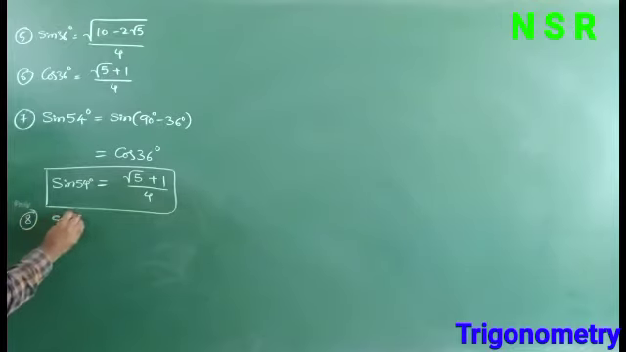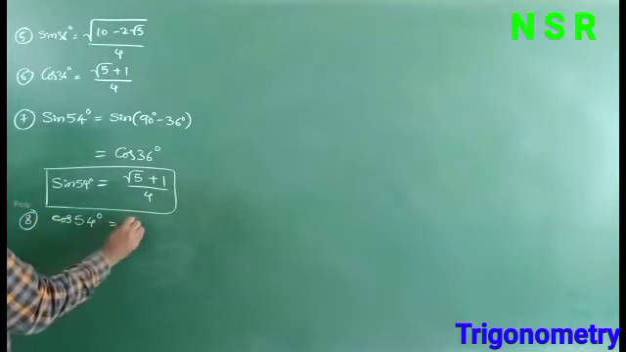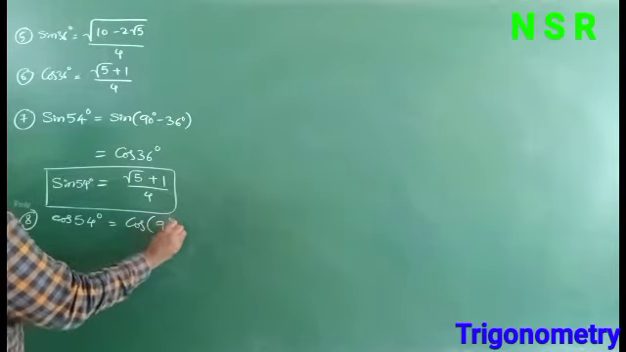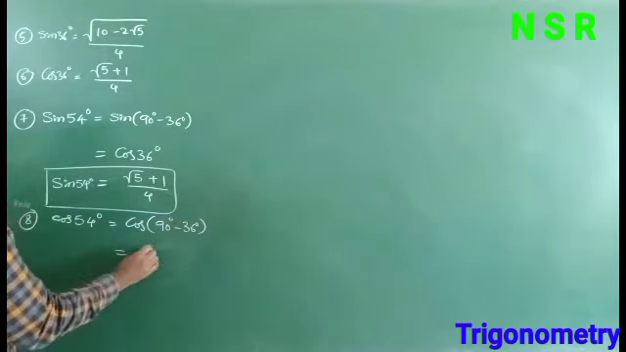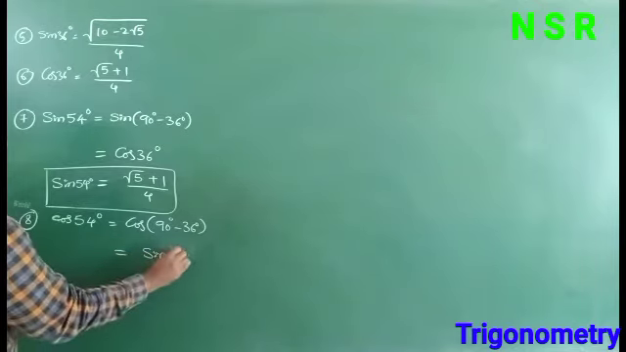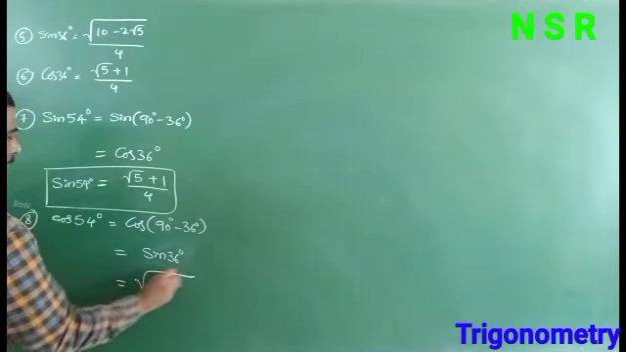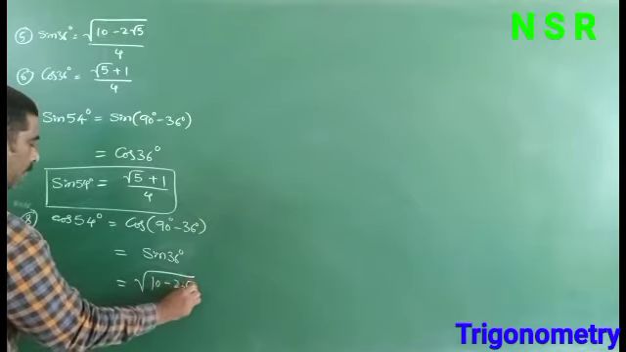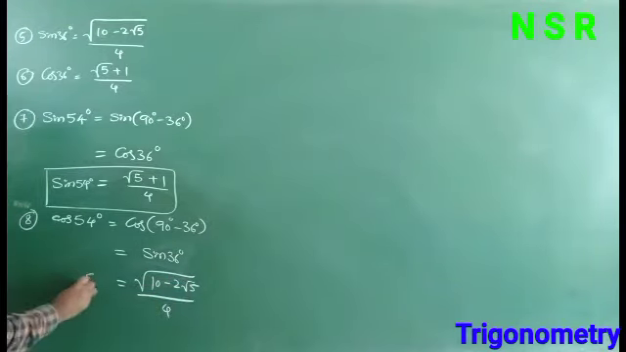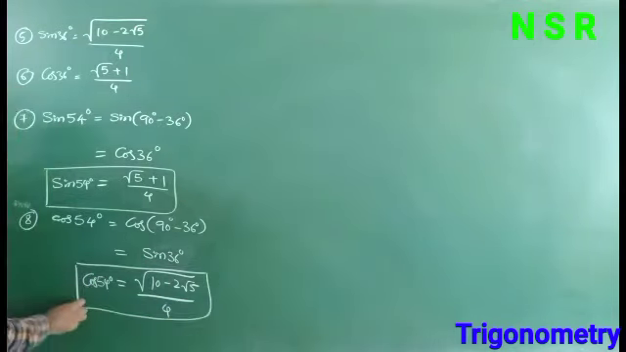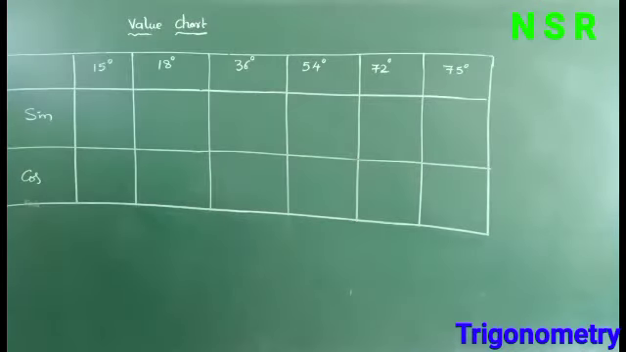Next cos 54. So cos 54 we can write as cos of 90 minus 36. So cos of 90 minus theta is sin theta, so this is sin 36. So sin 36 value is root 10 minus 2 root 5 by 4. So this is the value of cos 54. So sin 54 value is equal to cos 36 and cos 54 value is equal to sin 36. So these are the values of sin 36, cos 36, sin 54 and cos 54. So this is the value chart.